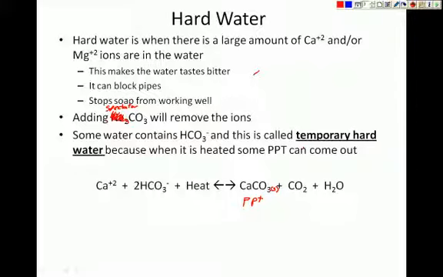And so that's what hard water is, and this is one of the ways you can remove it, and this is one of the ways that it can kind of remove itself if heated. And yeah.